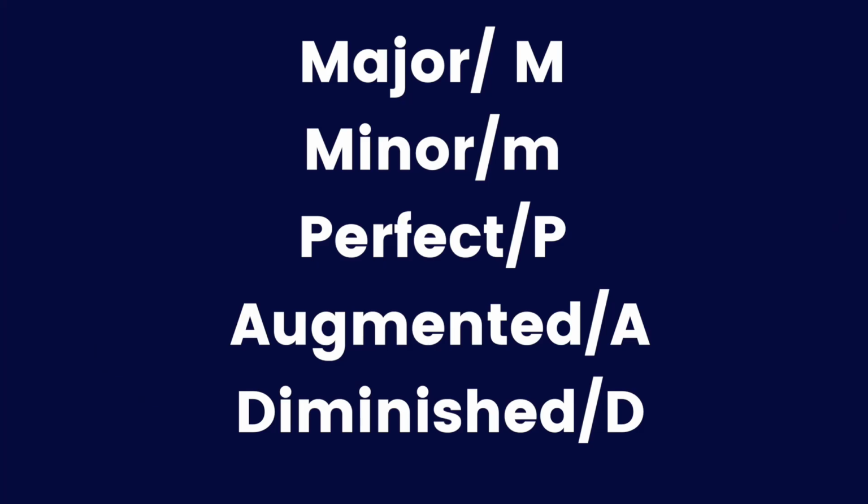Next, we want to think about interval quality. And this is how we break down intervals into different categories. And they work as follows. So we've got major, and that's indicated with a capital M. Minor, indicated with a lowercase m. Perfect, with a P. And then augmented with an A and diminished with a D.